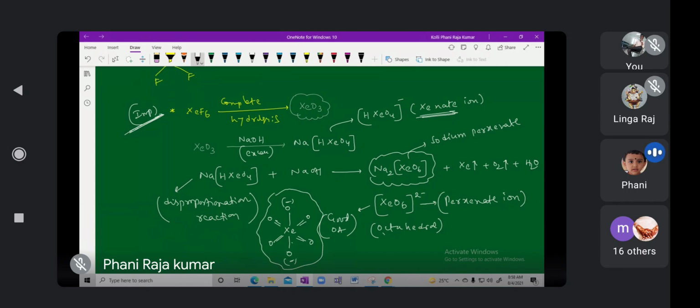One of the very, very important oxidizing agents. Generally, we use fluorine as an oxidizing agent. On par with fluorine, this is also a good oxidizing agent. Perxenate to xenate. Xenate is HXeO4 minus. Perxenate is XeO6 4 minus.